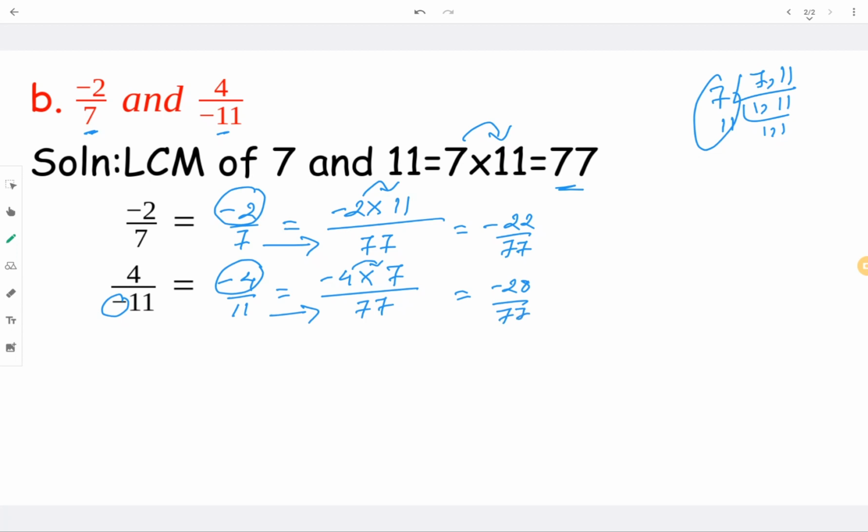Also, you already know that when it is a negative number, the smaller it is, the bigger. Alright, so if I ask you whether minus 10 is bigger or minus 20, obviously minus 10 is larger. In minus, the smaller the number, the larger it is. Okay, so same case here, minus 22 and minus 28, obviously minus 22 is larger than minus 28. Okay, so from here we can conclude, therefore, minus 2 by 7 is larger than 4 by minus 11.